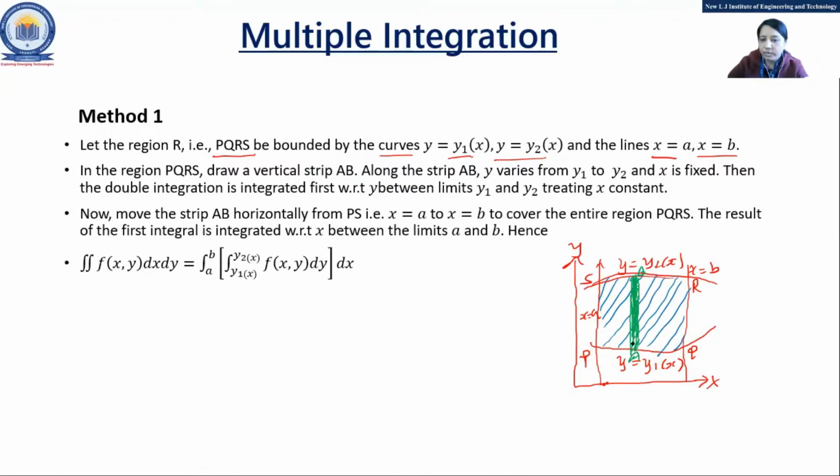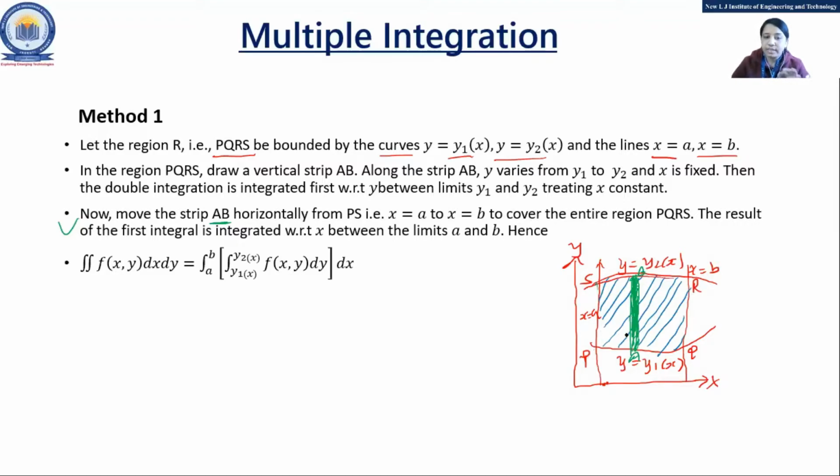Now what I want to do, this strip varies from what? Y equal to y1 to y2, and your x is supposed to be fixed, right? And what I'll do, I'll move the strip horizontally. Third step, now move the strip AB horizontally. So what? It covers the whole region. That means it covers from PS to QR. Fine. So it goes from what? X equal to A to X equal to B to cover the entire region PQRS.